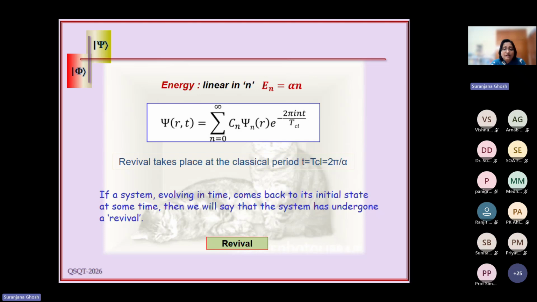This was studied with the Rydberg wave packet, and we found that for a long time, initially it behaves like a classical particle. So we named the time scale T_CL, or classical period. And this is the definition of revival: if it comes back to its initial state after a certain time, then we say it is reviving after the revival time.